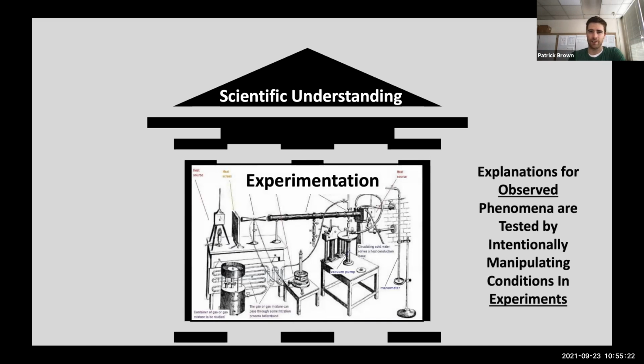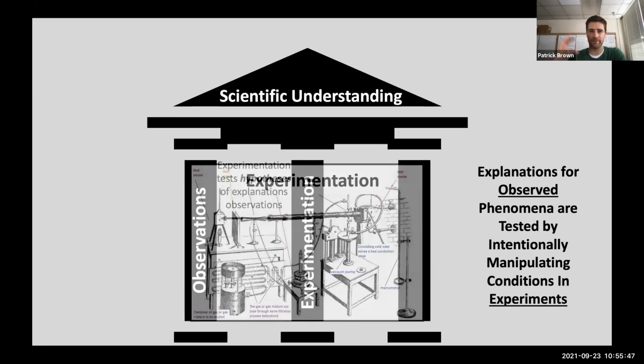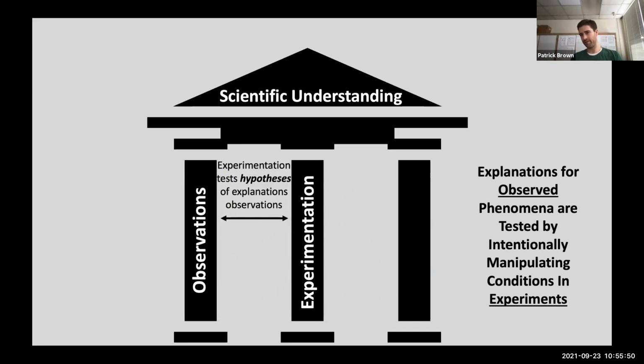So experimentation is, you're thinking that you've seen something, you've observed something, you've detected some phenomena. And explanations, you want to explain it. Explanations for the observed phenomena are tested, and you're testing them by intentionally manipulating conditions in well-defined experiments. So this is often expressed in the language of hypothesis testing. So experimentation tests hypotheses of explanations of observations.